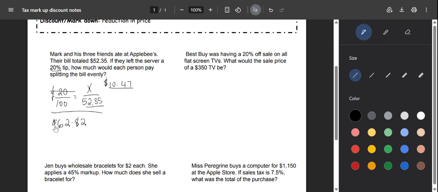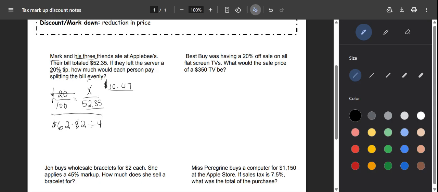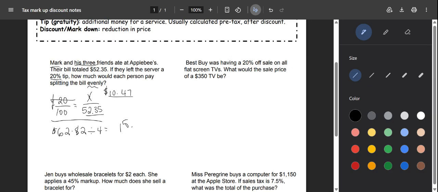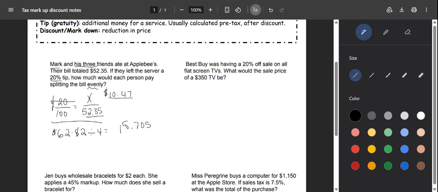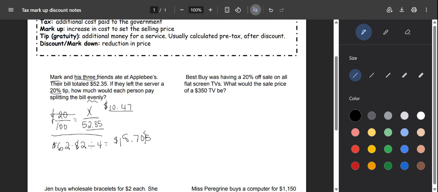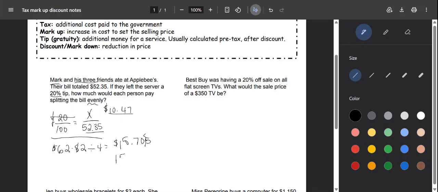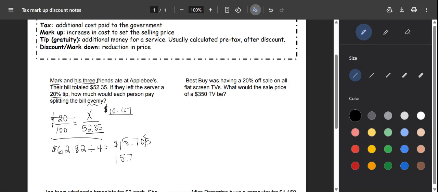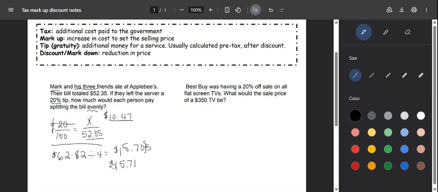And then how many people are eating? It is Mark and his 3 friends, so that's a total of 4 people. Everybody is paying the same amount, so we divide it into 4 equal groups. That tells us each person would pay $15.705. But we know that money can't go out to the thousandths place, so we would round and say $15.71. Everybody pays $15.71.